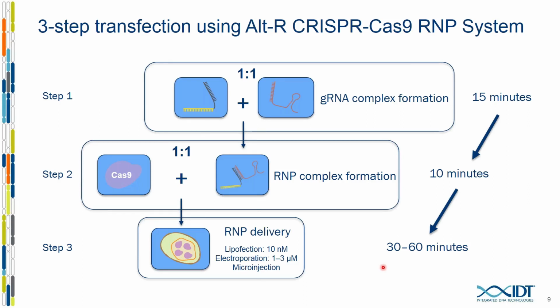And we, of course, favor the two-part ALTR system, recommend it with RNP delivery, and really it couldn't be simpler. All you do is order your targeting crRNA, mix it in a 1-to-1 molar ratio with the universal tracer. You hybridize it by heating to 95 degrees for 5 minutes and allowing slow cooling on the benchtop. In a few minutes after cooling, you can add the guide RNA complex from this reaction to purified Cas9 protein, again at a 1-to-1 ratio. Let that form an RNP for 10 minutes, and then the resulting complex can be delivered by whatever your favorite delivery mechanism is.